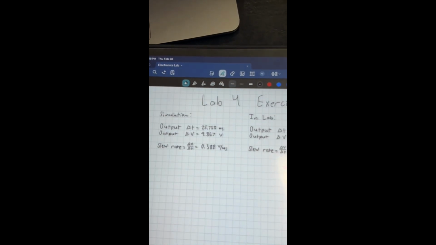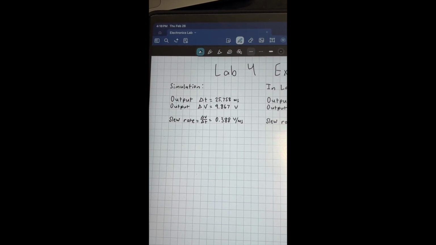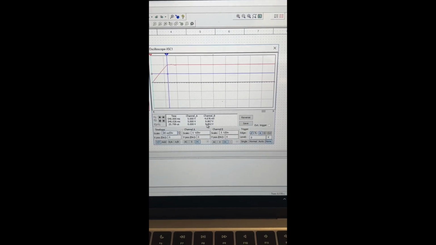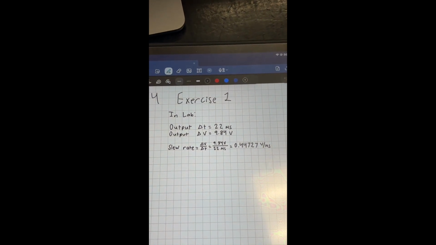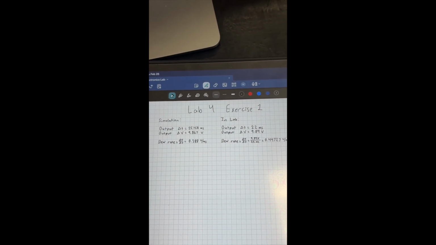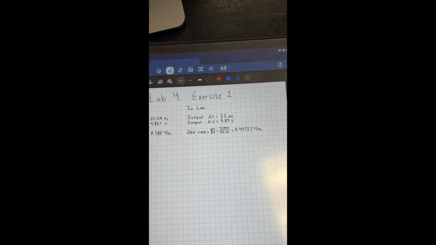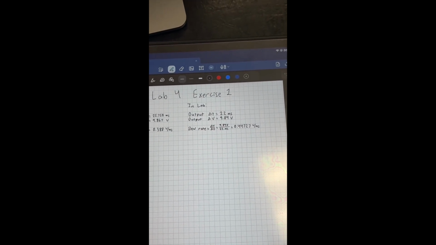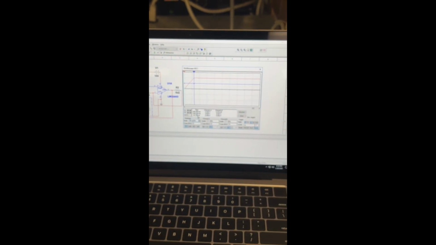So I measured the simulation slew rate to be about 0.388 volts per microsecond, and I just used the oscilloscope function here and then read in these values. And then this is my in-lab calculation for the slew rate. So in our simulation it was 0.388, and in our in-person in-lab it was 0.44727. So they are pretty close, and our circuit does behave as simulated.